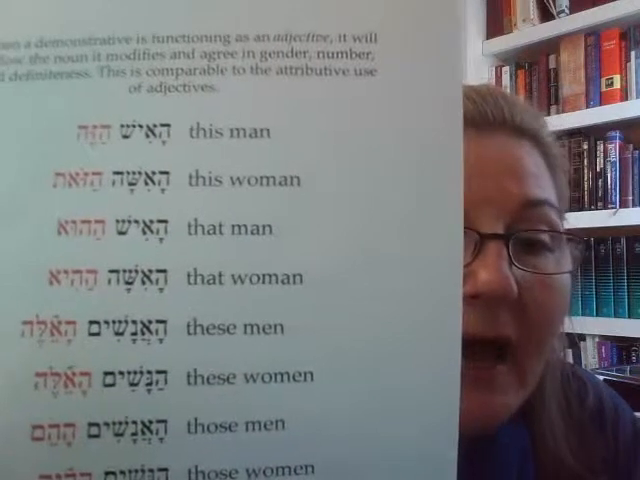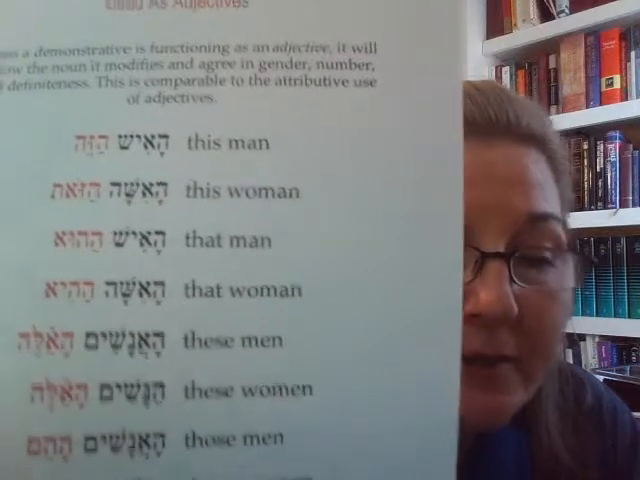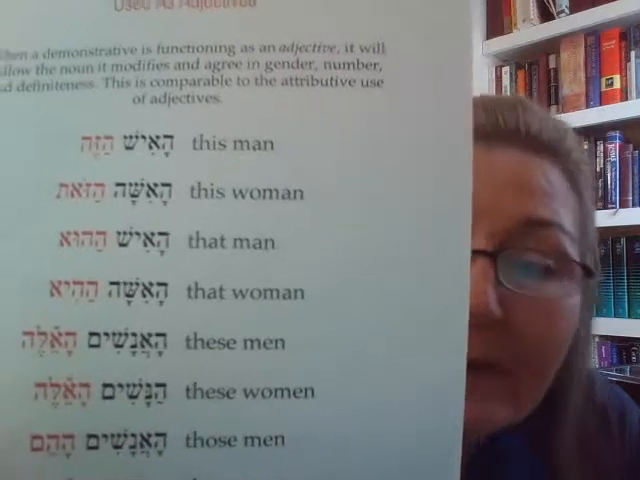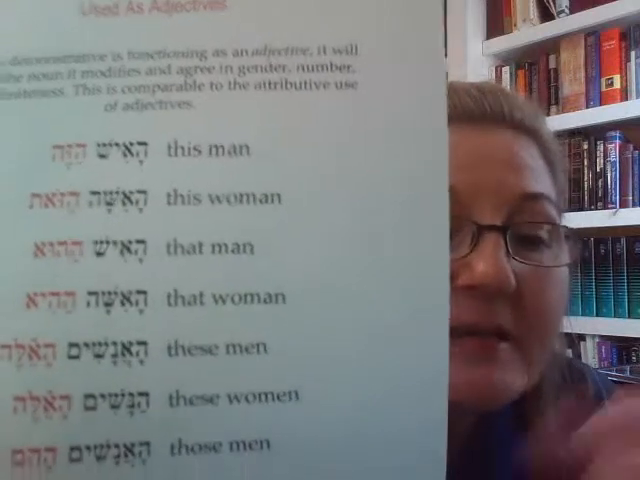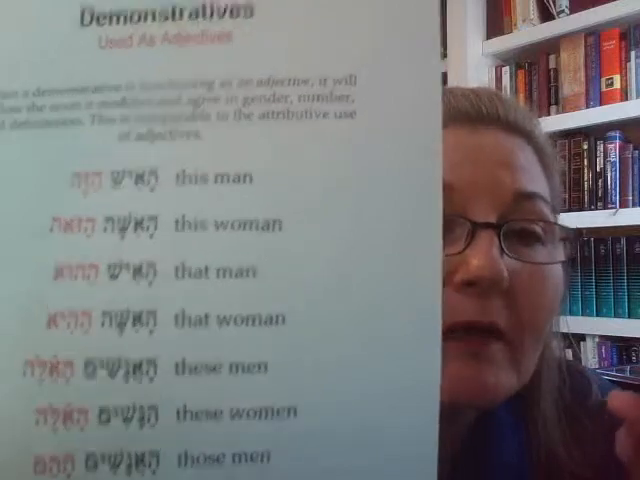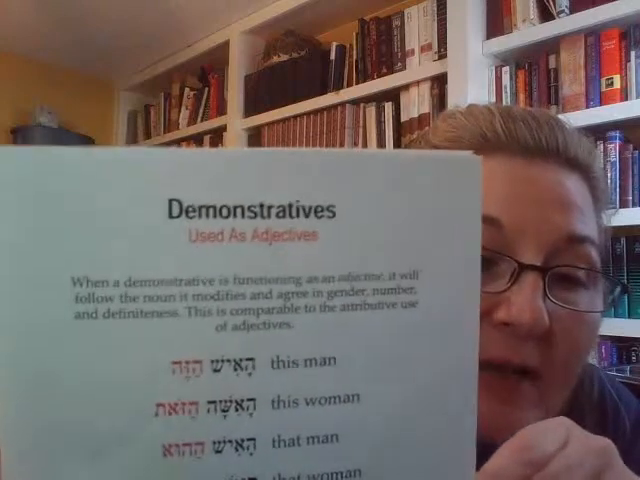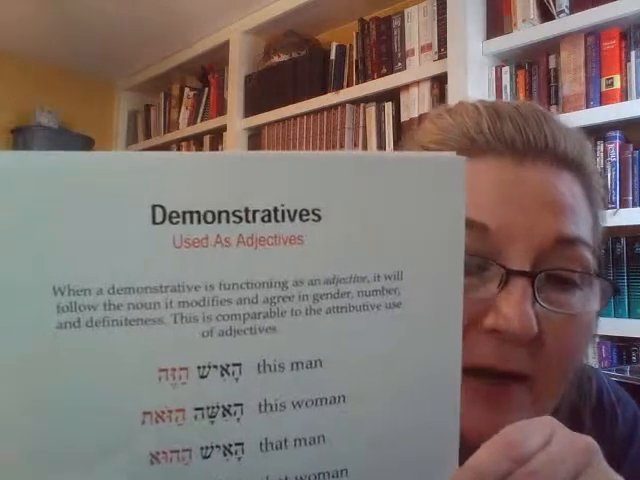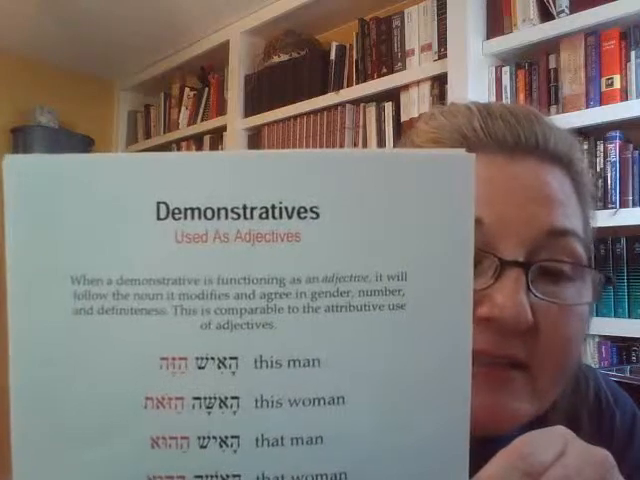The next one. Ha-isha, hahi, the woman, the that. We know that that's not going to be grammatically or syntactically correct. So we have to also alter for the syntax. That woman. So if it's going to be a demonstrative that's used as an adjective, just remember it's going to come after the noun. It's going to follow the noun that it modifies. It's going to have to agree in gender, in number, and in definiteness.